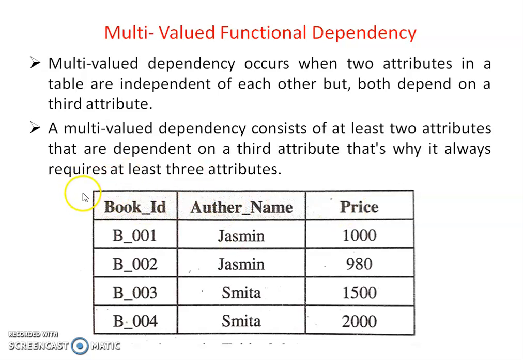But it is difficult to determine the price of a book using the author name and other things. So this dependency is called multi-valued dependency, or simply multi-value dependency.